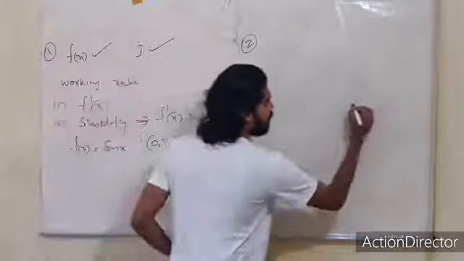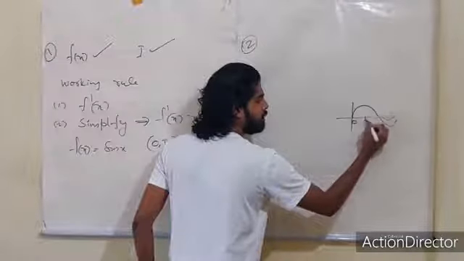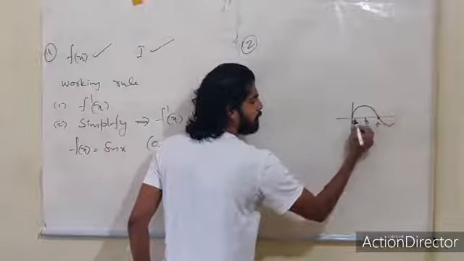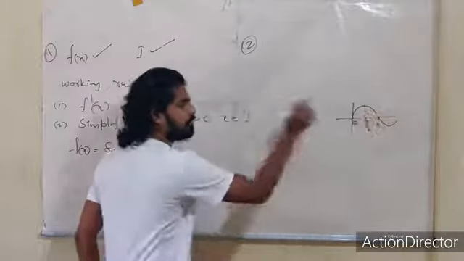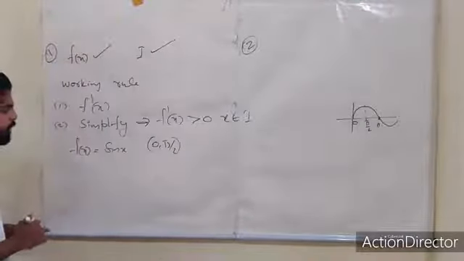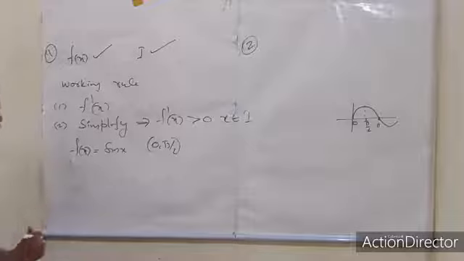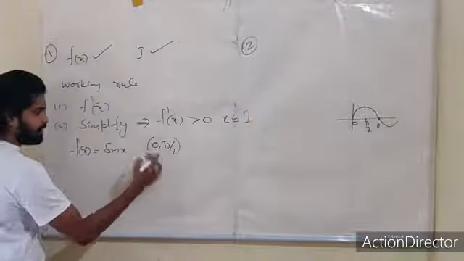So we already know the graph of sine x, right? The graph of sine x is like this: 0, this is pi by 2, and this is pi. In 0 to pi by 2, the function is increasing. So we have to prove this by differentiation. Let's see how we'll do that. We have to prove that f of x equal to sine x is increasing in (0, pi by 2).